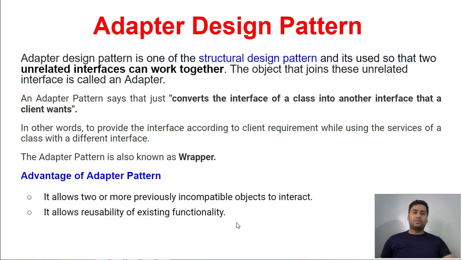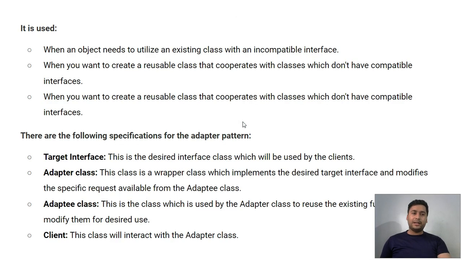So those design patterns are helping us. Let's go forward and discuss the adapter design pattern. It is used when an object needs to utilize existing classes with an incompatible interface. This is also a very important point. Use it also when you want to create reusable classes that cooperate with classes which don't have a compatible interface.